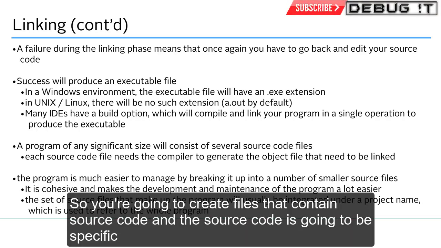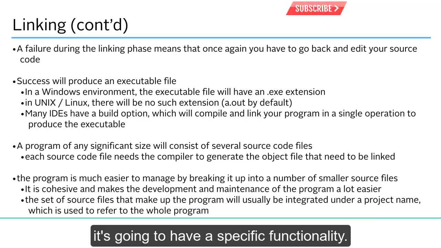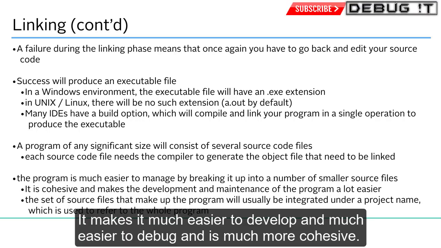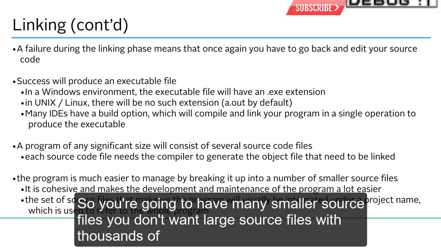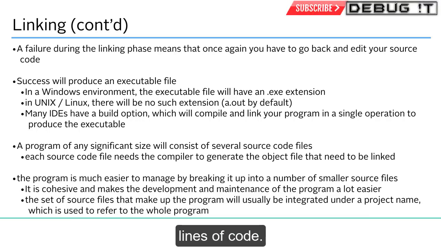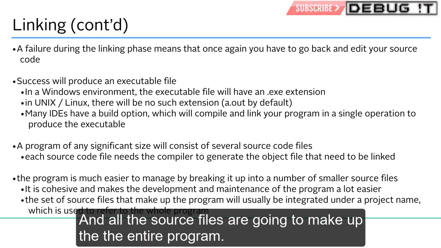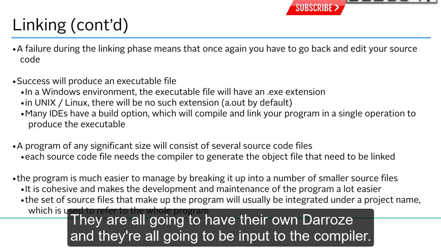So you're going to create files that contain source code, and the source code is going to be specific. It's going to have a specific functionality. It makes it much easier to develop, much easier to debug, and much more cohesive. So you're going to have many smaller source files. You don't want large source files with thousands of lines of code. And all these source files are going to make up the entire program. They're all going to have their own .o's, and they're all going to be input to the linker.